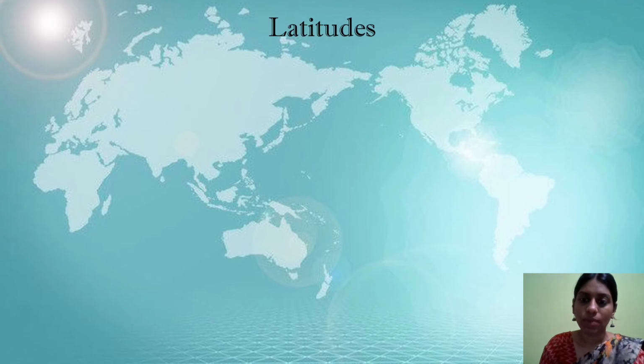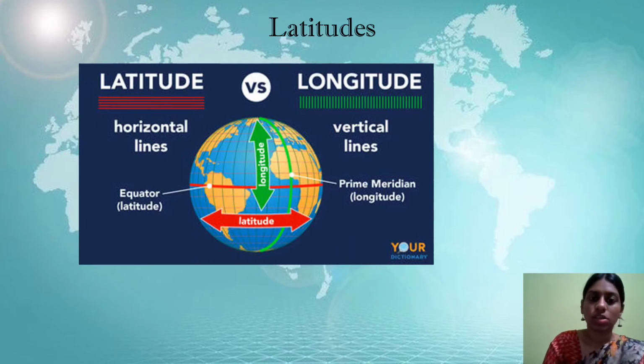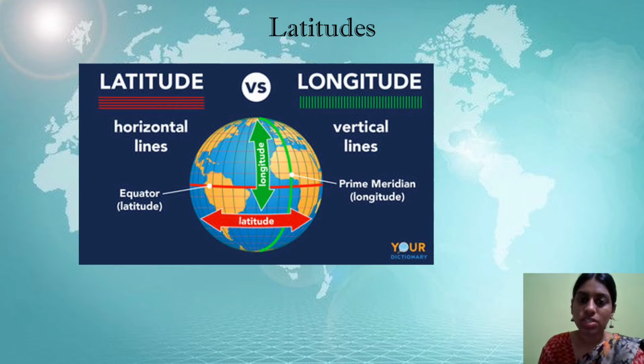So now we will learn about latitudes. The Earth has latitudes and longitudes. Latitudes are the horizontal lines on the globe and longitudes are the vertical lines on the globe. So the horizontal line is the red line, which is the sleeping line, and longitude is the vertical line, which is the green line. Can you see here?